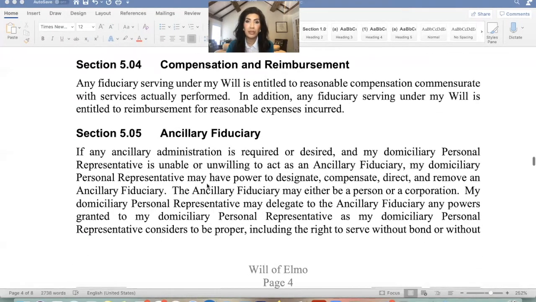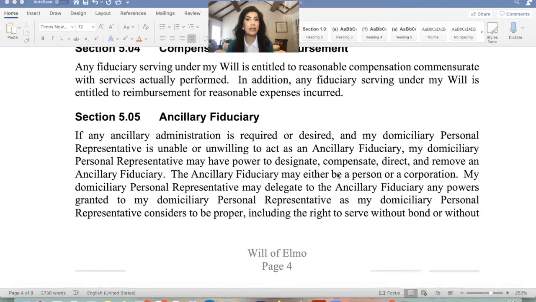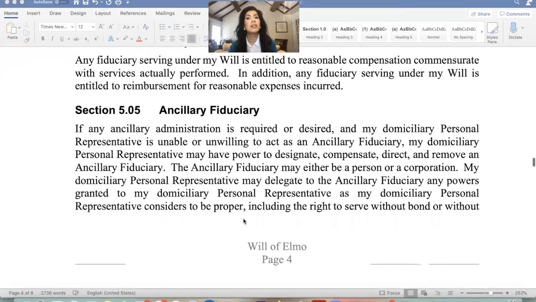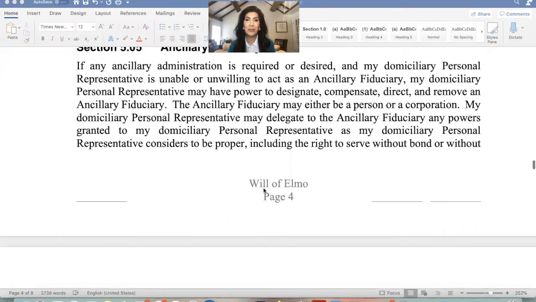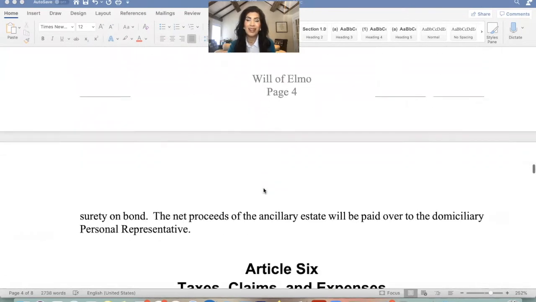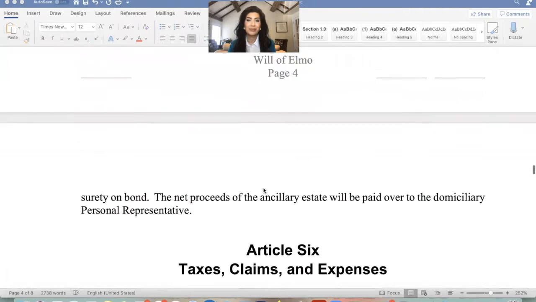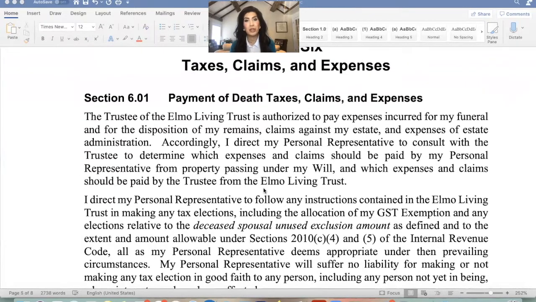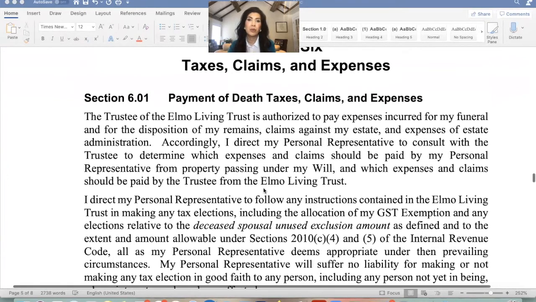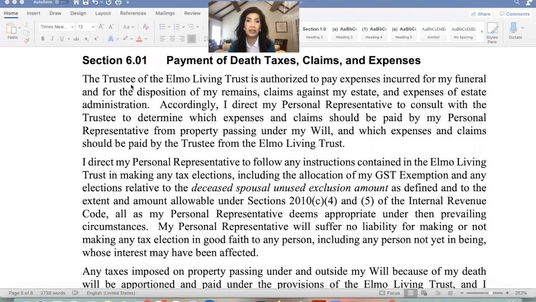Ancillary means if you have any property in a different state other than the one you're living in, then your personal representative is allowed to take care of those assets in that other state and open up probate. And then the next article is, again, the trustee of your trust is going to make sure that any taxes, any outstanding claims, funeral costs, and expenses are taken care of by the trustee.